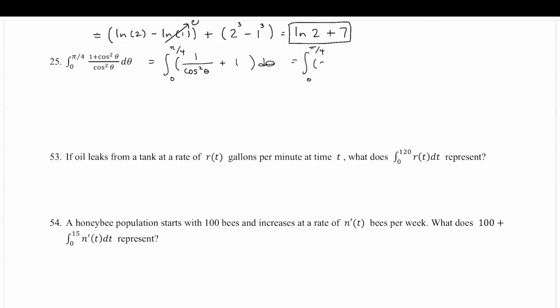It's absolutely necessary. And then we can remember that 1 over the cos squared of theta is actually secant squared theta. And again, using the properties from section 5.2, we could split this into two integrals, the integral of secant squared from 0 to pi over 4 plus the integral of 1 d theta from 0 to pi over 4. Or we can combine it here as a sum in one integrand. Either way is fine.